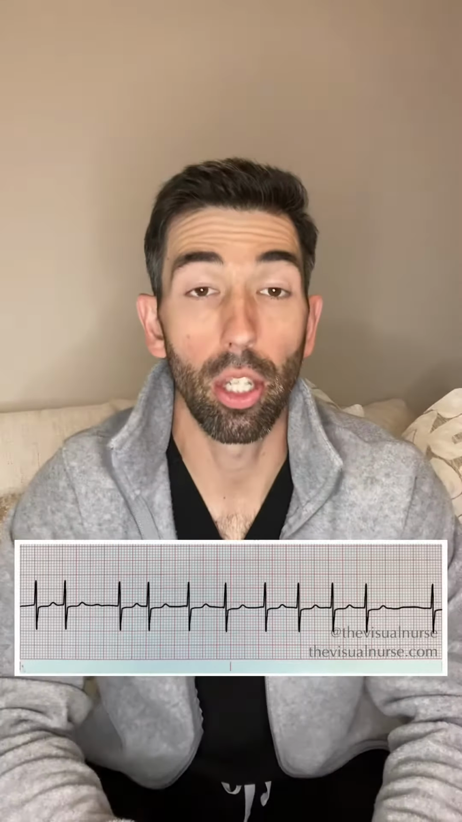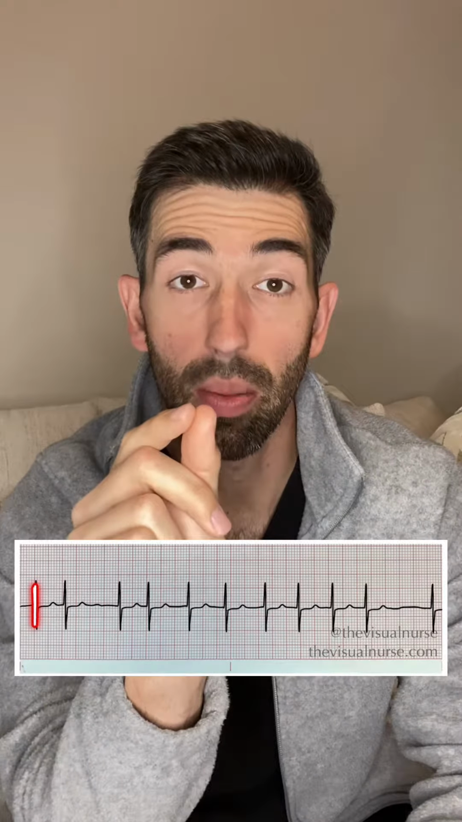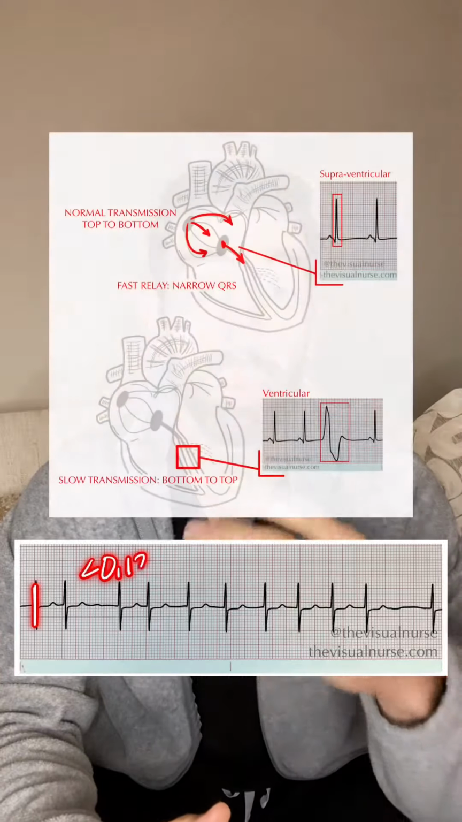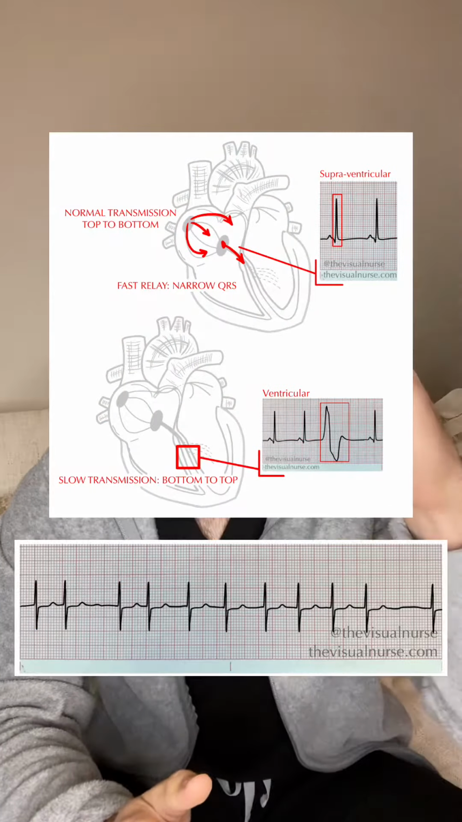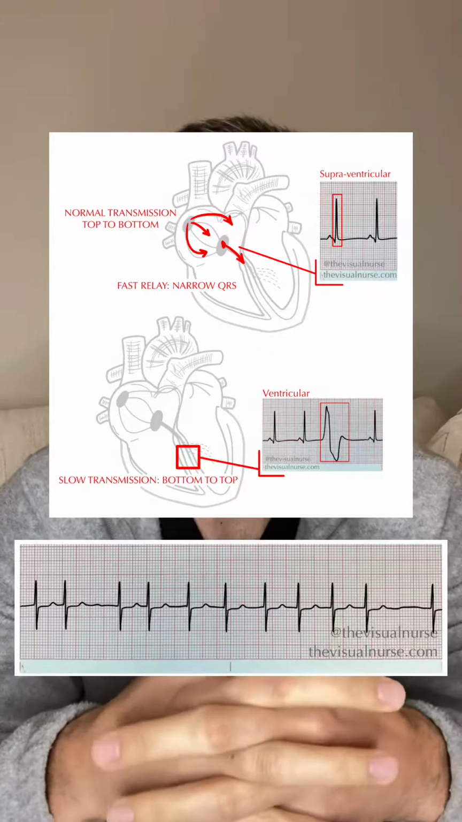Number 2, the QRS complex is narrow, less than 0.12 seconds. This would suggest that we have an origin that's coming from somewhere above the ventricles. So this, of course, would leave us with either sinus, atrial, or junctional possibilities.